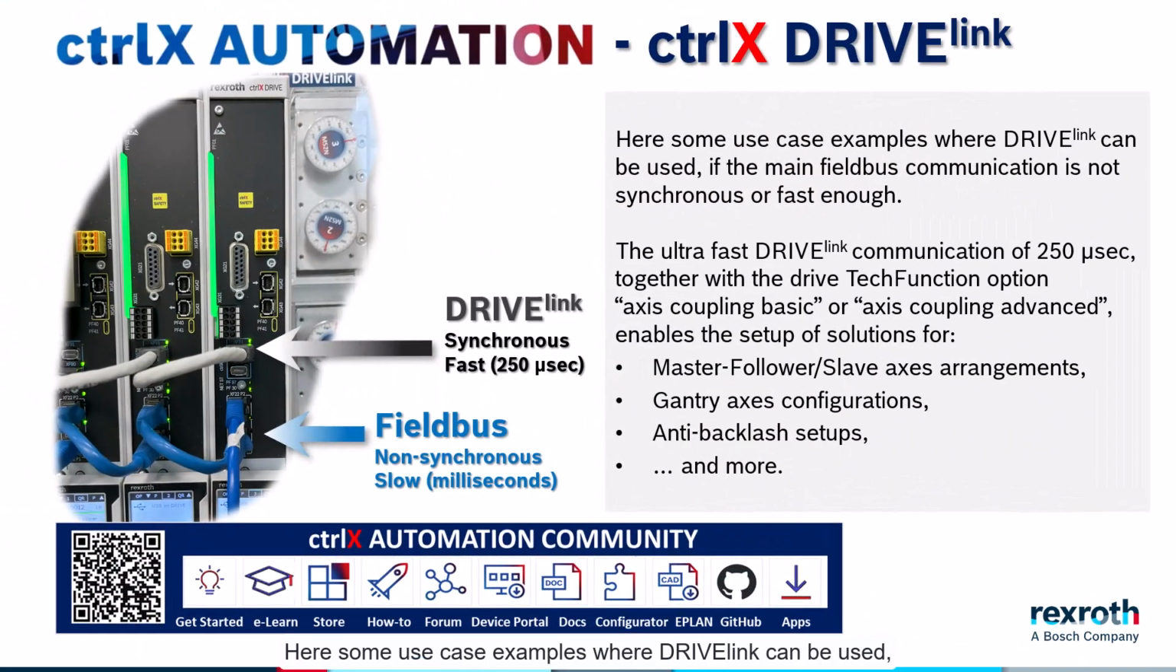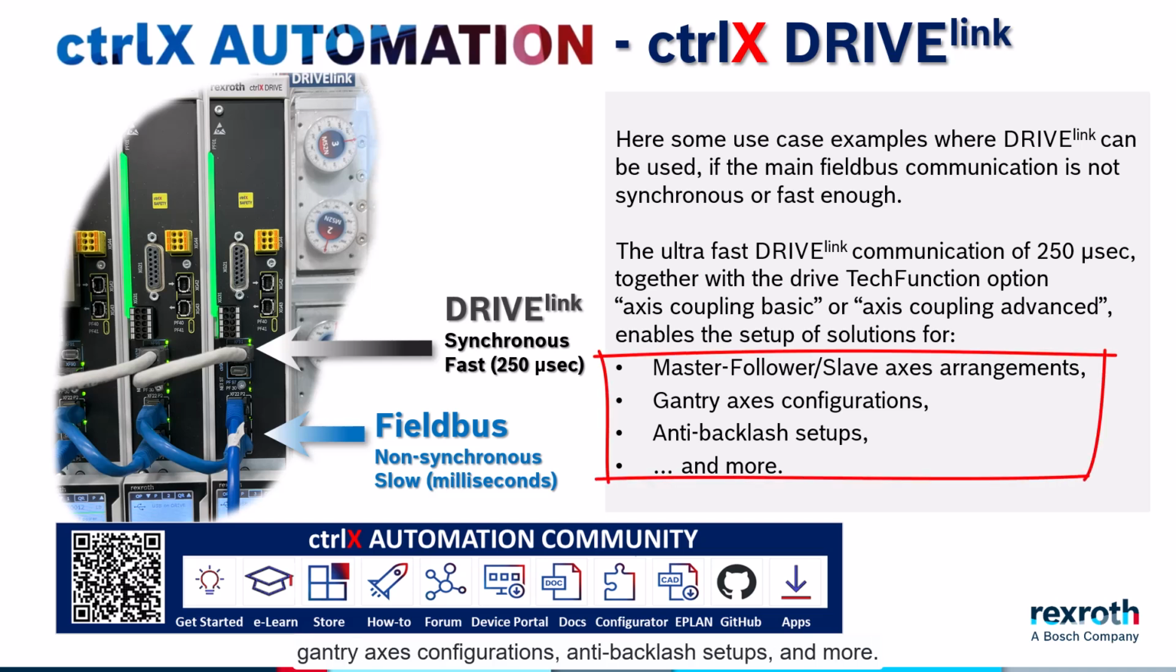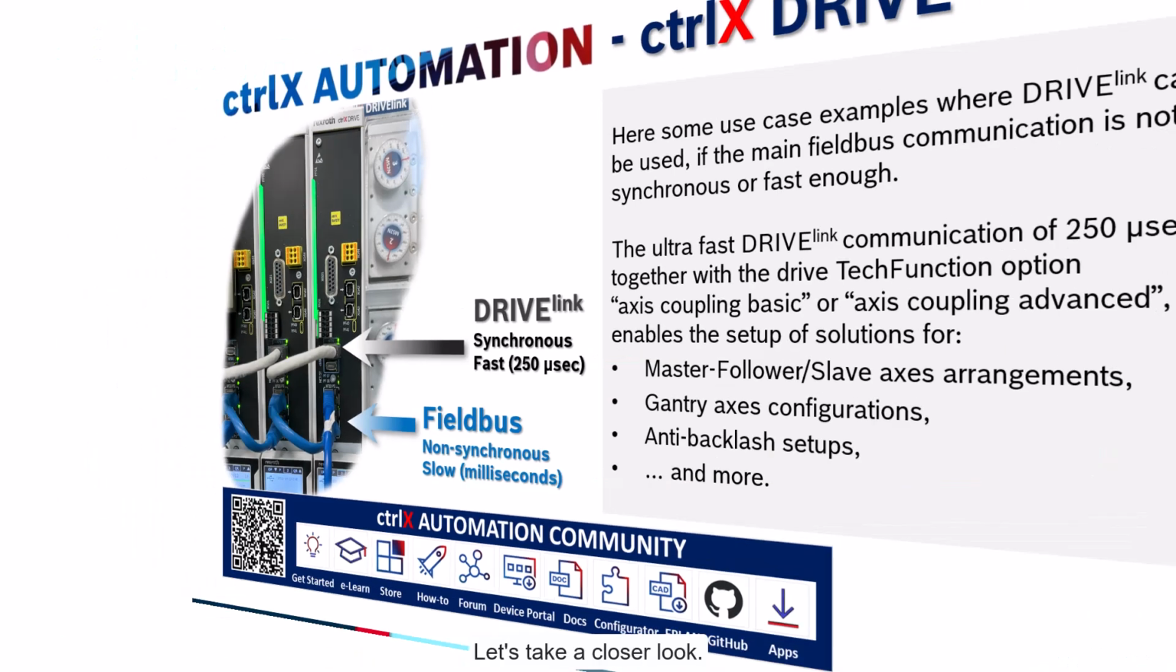Here's some use case examples where DRIVElink can be used, if the main fieldbus communication is not synchronous or fast enough. The ultra-fast DRIVElink communication of 250 microseconds, together with the drive TechFunction option, Axis Coupling Basic or Axis Coupling Advanced, enables the setup of solutions for master-follower axes, gantry axis configurations, anti-backlash setups, and more. Let's take a closer look.